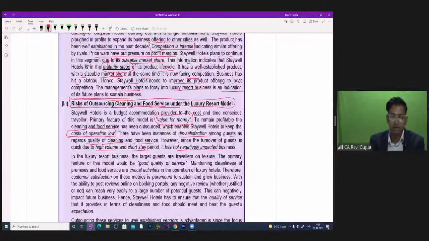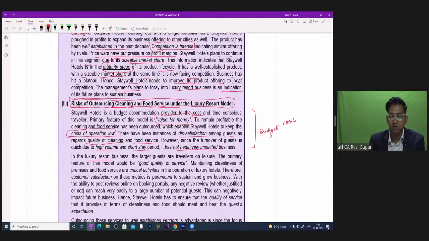In the luxury hotel, now this was about the budget hotel. And here we have seen the issues or the cases, incidences where there was a complaint regarding the quality and the management has ignored it.